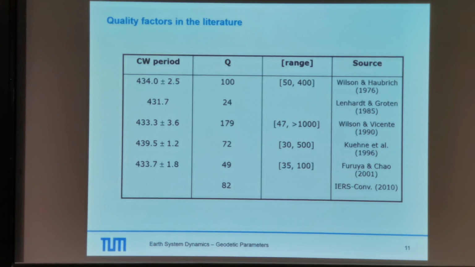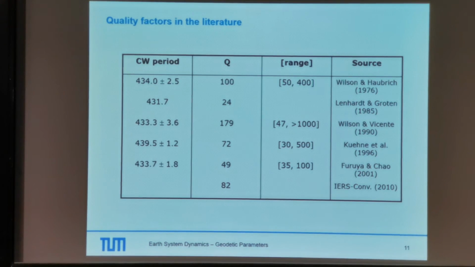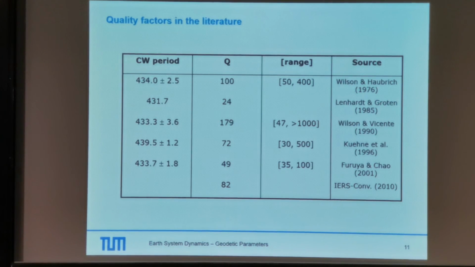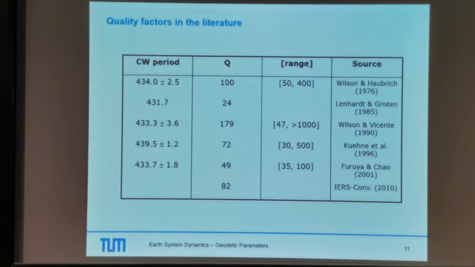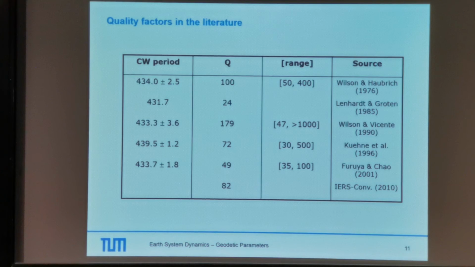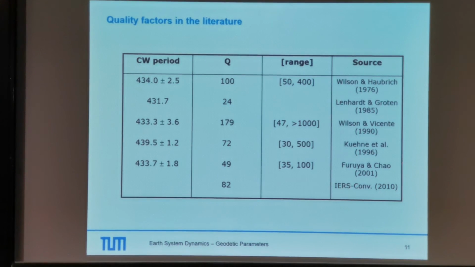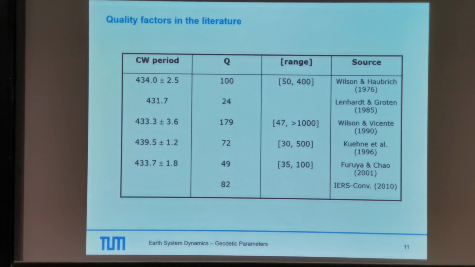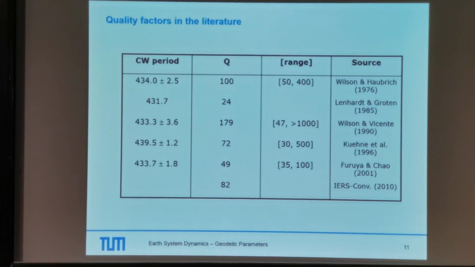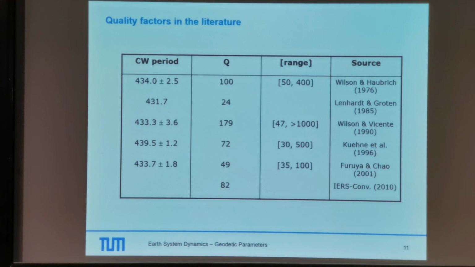And from the literature, a couple of attempts were made in order to estimate the damping factor. What you see here are a couple of publications where we have this Chandler period. You see that they quite agree within a couple of days, but the quality factor is really varying depending on the studies which are published in the geophysical journals.